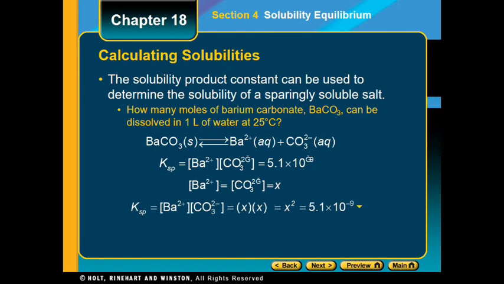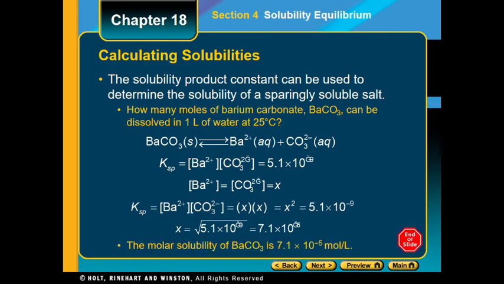Since the ions are going to have the same concentration, you could just say x squared equals this 5.1 times 10 to the negative 9th. If you had to back calculate the moles of barium carbonate, you would take the square root and find your value of x. Again, that would be a negative 5 on the end of this one. Then the molar solubility of barium carbonate is 7.1 times 10 to the negative 5th moles per liter. So in this one, we are working backwards. We had the KSP value, and we're going to find the concentration of our different ions.